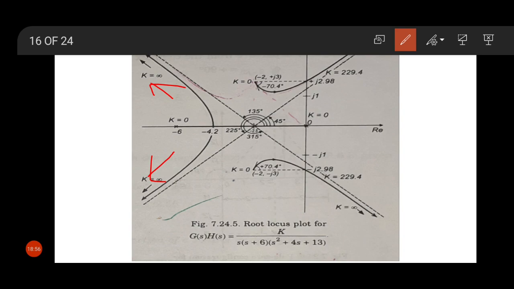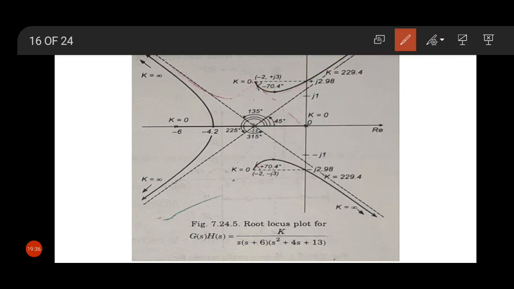that's why the locus goes to infinity. Okay, and from our complex poles, if we consider -2 plus j3, then locus starts at angle -70.4 degree and moves in this way and goes to k equal to infinity. And if we consider -2 minus j3, then locus starts at angle 70.46 and moves in this way and follows the asymptote. Clear?